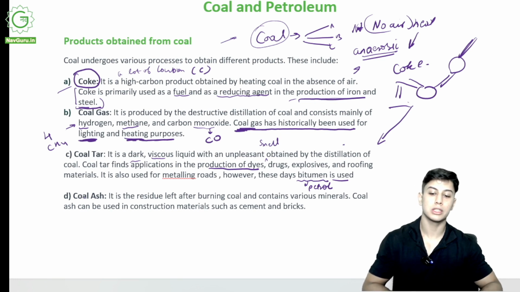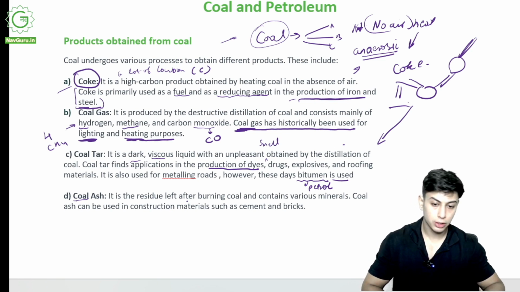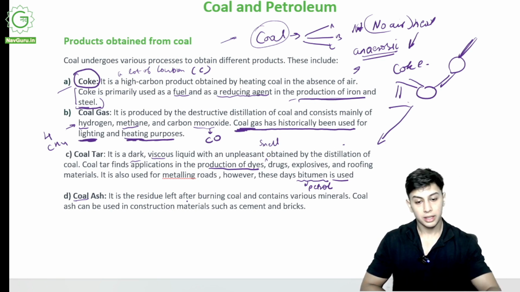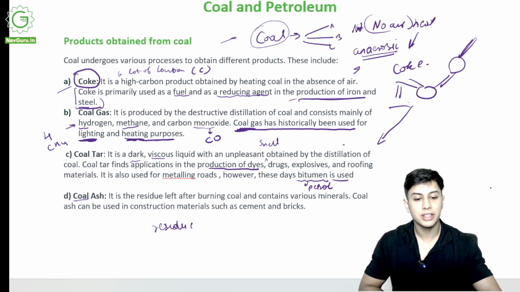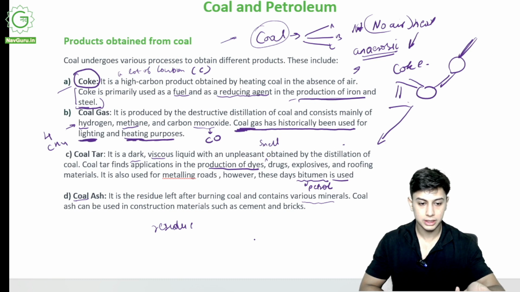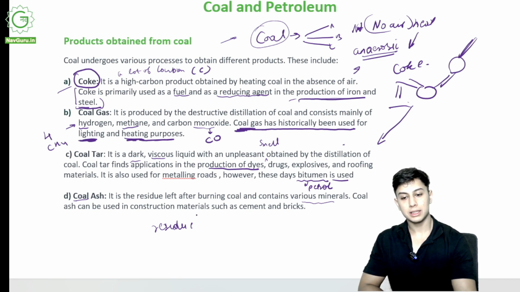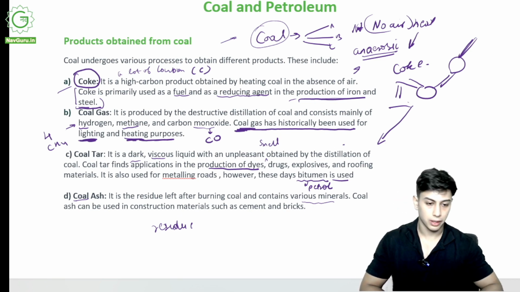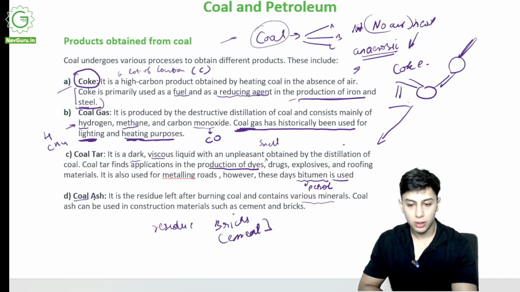Coal ash. What is coal ash? It is the residue left after burning coal. Now I am burning coal, and there is some residue, ash form, left, and it contains various minerals. What is ash? You have seen ash. When you burn something, you are left with ash. Burning of coal leaves coal ash, and this has various minerals as well. Coal ash can be used in construction materials, to make cement and bricks.